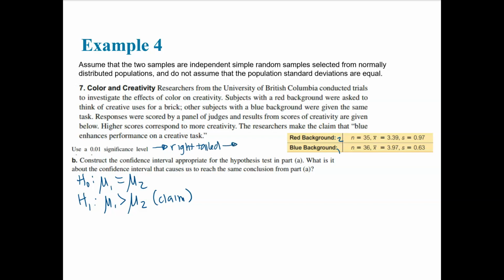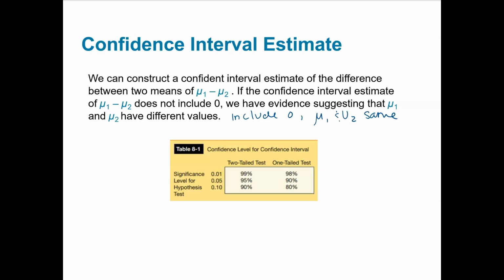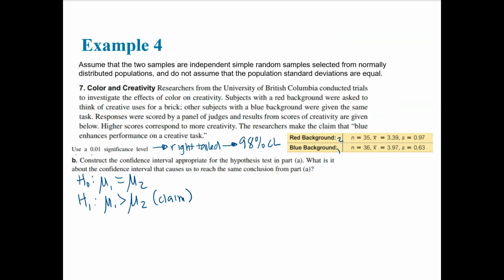And so that means that we will double our significance level, and we're going to be using a 98% confidence level. That comes from this table here. Again, we have a one-tailed test, and we're looking at 0.01. So we're doing a 98% confidence level. Let's go to the calculator.